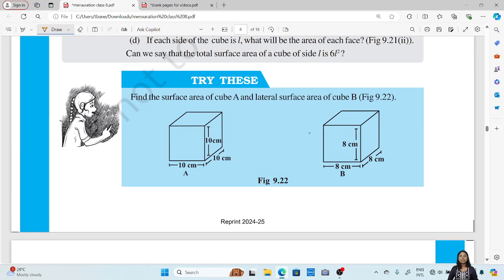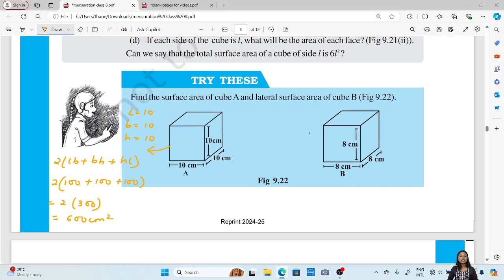Now see this one. Find the surface area of cube A and the lateral surface area of cube B. Here in this case our L is 10, B is 10 and H is also 10. So we'll write 2 into LB plus BH plus HL, so 2 into 100 plus 100 plus 100, which is 2 into 300, 600 centimeter square. This becomes the surface area of this cube.